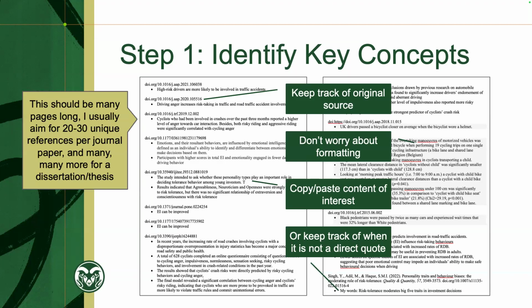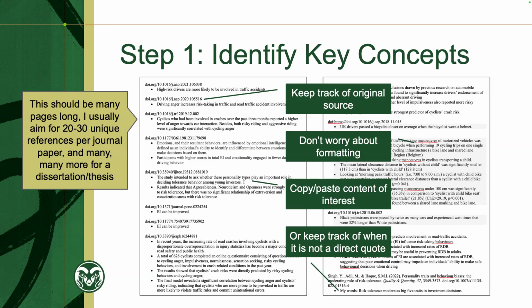Again, how many references is enough? If I'm writing a journal paper, I usually aim for 20 to 30 references. If it's a dissertation or a thesis, many, many more, like over 100 is usually the number there. And so while you just see 2 pages here, imagine this Word document is many pages long.